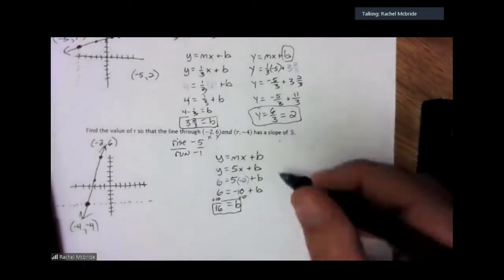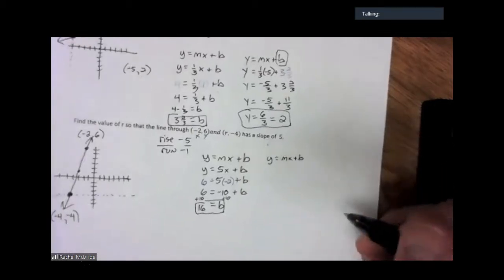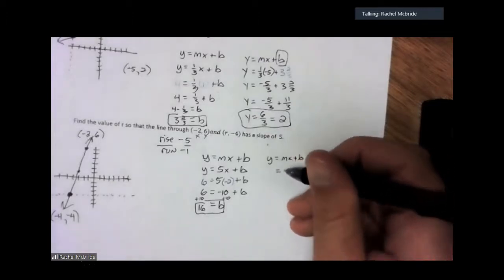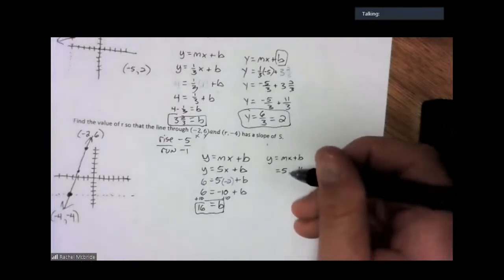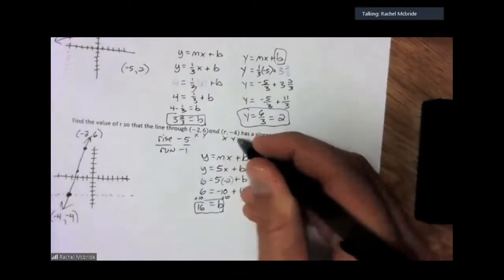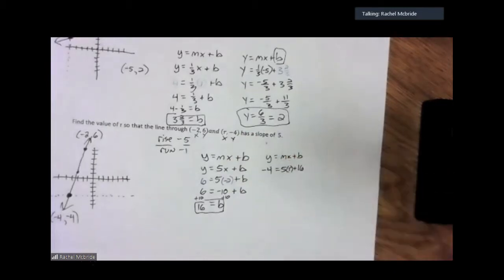But now that we know what b is, we can go back into this same equation. And let's put 16 in for b. Our slope is 5. X is our unknown. We'll use r there, right? And then y is going to be -4. Here's x and here's y. So y is going to be -4. So now all you have to do is solve that equation for r. What's the first step I'm going to do there? How you doing with this, Abby? What do you think? Okay, so what's the first thing I'm going to do?